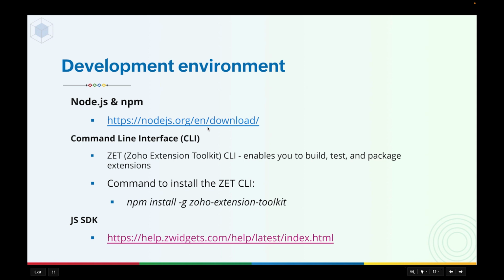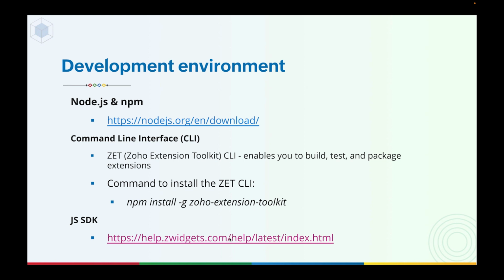You can download Node.js and Node Package Manager from the link which is available in the slide. Along with this, we will also require the Z command line interface, the Zoho Extension Toolkit command line interface, to be installed, which will enable you to build, pack and test your extensions. We can install our Z CLI using the command that is displayed on the screen. Along with the downloads of Node.js and NPM and the installation of our Z CLI, we will also require some JS SDKs which hold the Zoho CRM's API bundle.